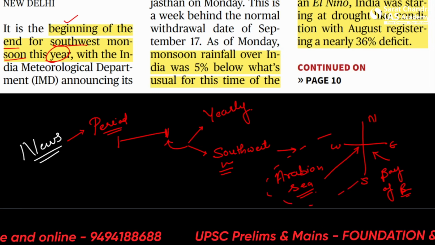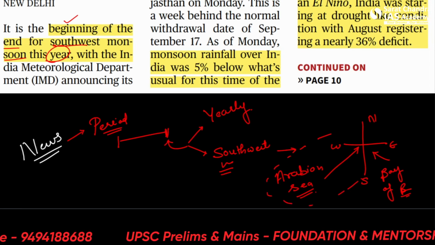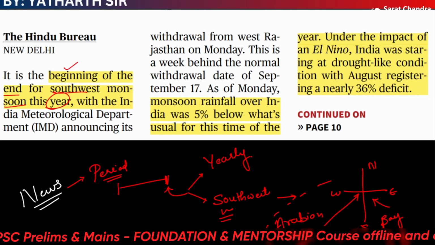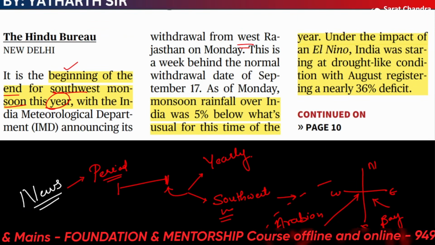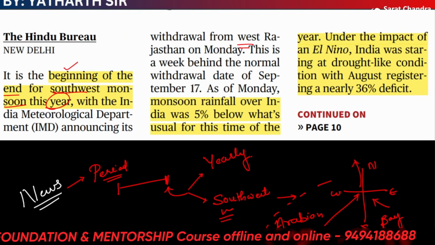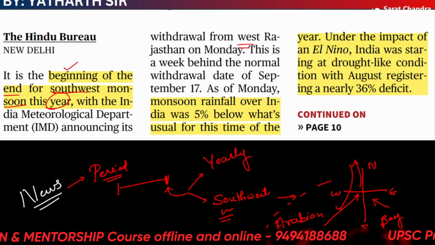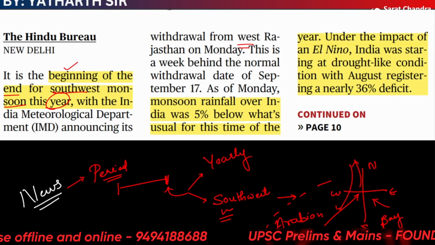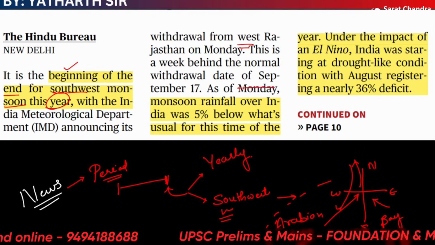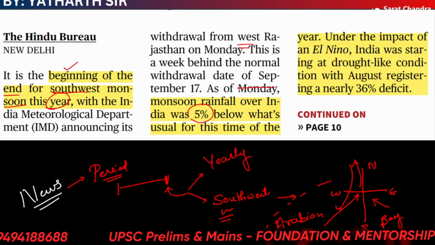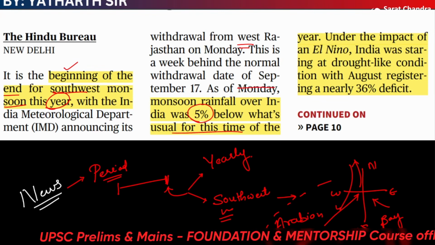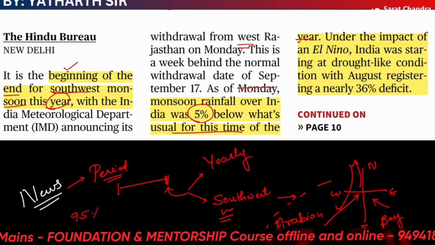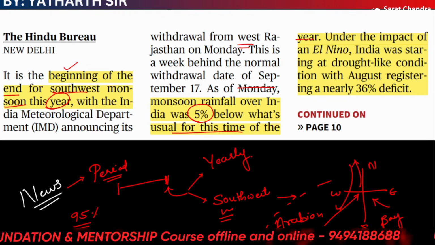in relation to India. Okay, with the IMD announcing its withdrawal from West Rajasthan on Monday. So we are just saying that it was going towards this side and now coming back. So we'll see that in the map. So this is a week behind the normal withdrawal date of September 17. So as of Monday, the monsoon rainfall over India was 5% below what's usual for this time of the year. Alright, so it's basically 95% of the usual. So can it still be considered a normal year?